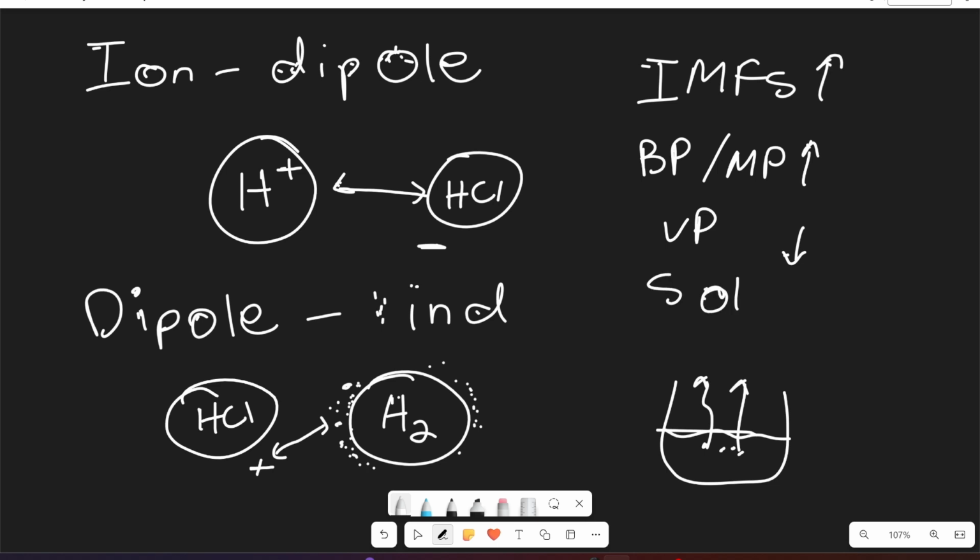So with greater IMFs, our solubility is going to go down because something is less likely to essentially become soluble or break apart in water because there are stronger IMFs holding it together. And then there are some other properties that you're probably going to want to memorize, but at the same time, these are sort of the main ones that you're going to have to worry about on the MC and FRQs.